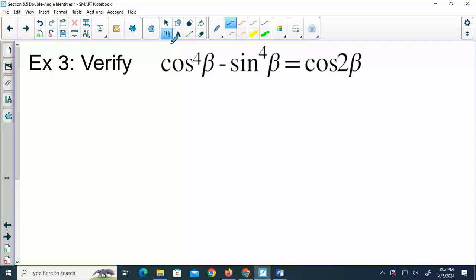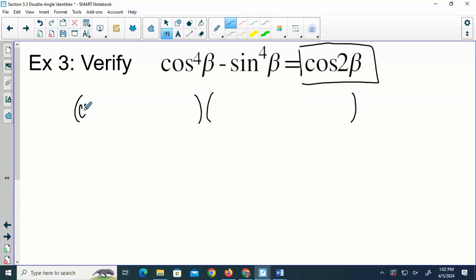So what am I asking you to do on this one? Verify. It's a proof. So we have to box in a side. Which side should we box in? Cosine's 2b. Right. What do you want to do with the left? Difference of squares. Cosine's right.